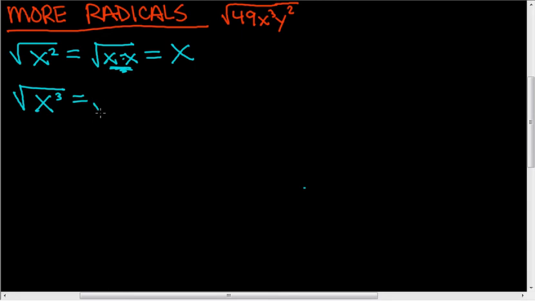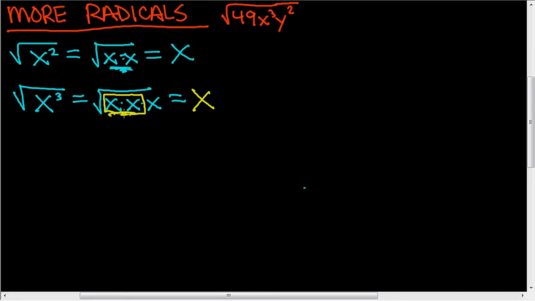Square root of x to the power of 3, that's the square root of x times x times x. Well, we already learned from here, if I take the square root of two of the x's, they'll come out as a single x. And then what's left over inside the square root symbol? Well, there's this other x left over.